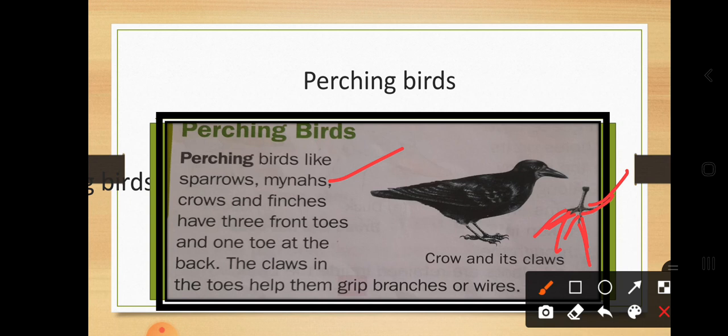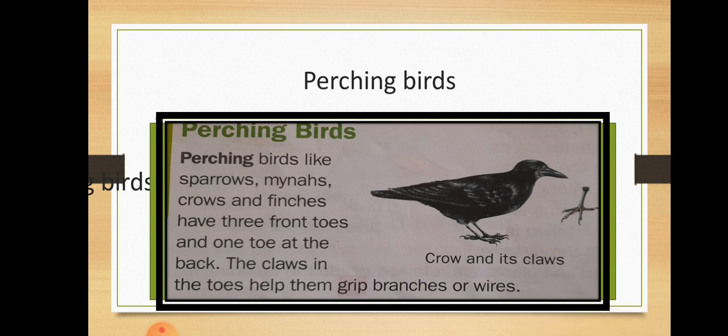Okay, so you can observe in our surroundings how the claws are coming to the birds sitting on the wires. Yes, with the help of such very sharp claws, they grip the branches and the wires because they have three front toes and one back toe. So these are the perching birds' claws.